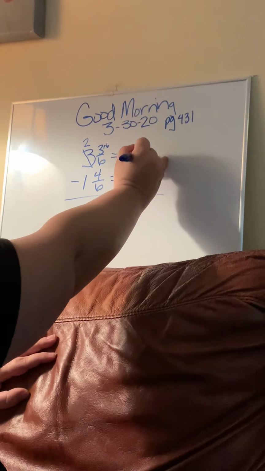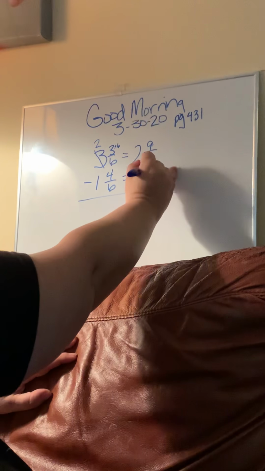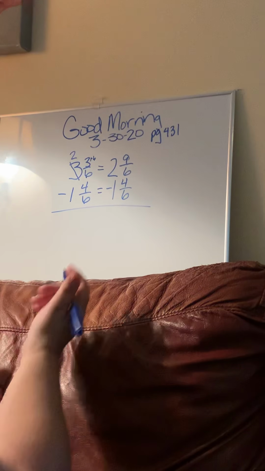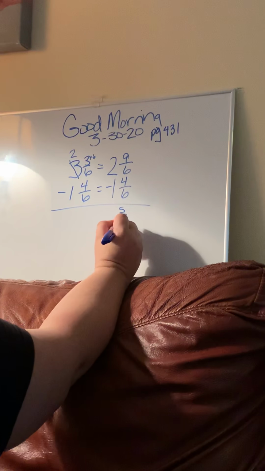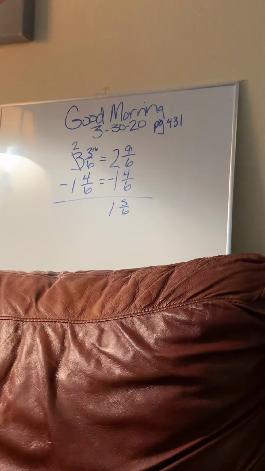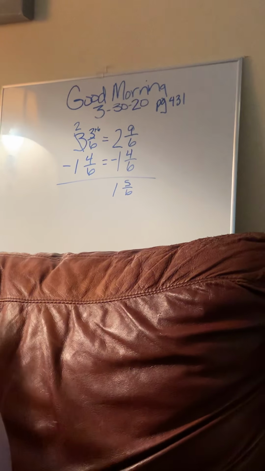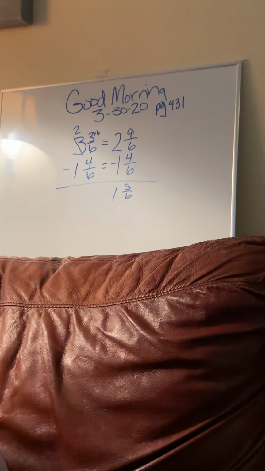2 and 9, 6 minus 1 and 4, 6. Then you can subtract like normal. You end up with 5, 6. So you end up with 1 and 5, 6. Absolutely use this way if this way makes sense.